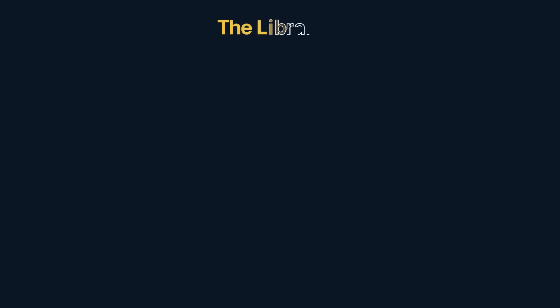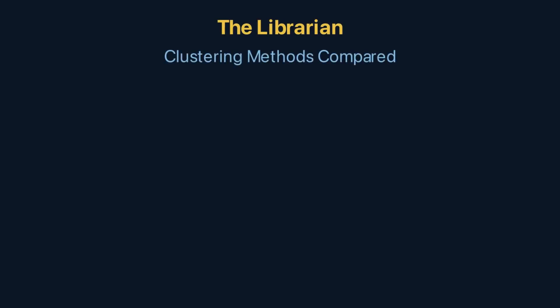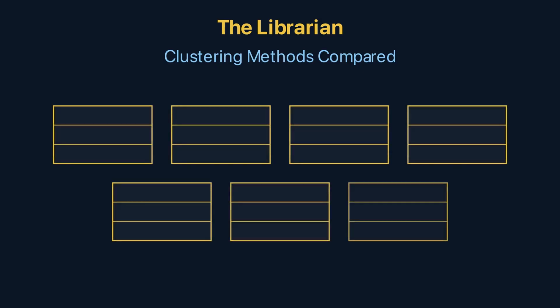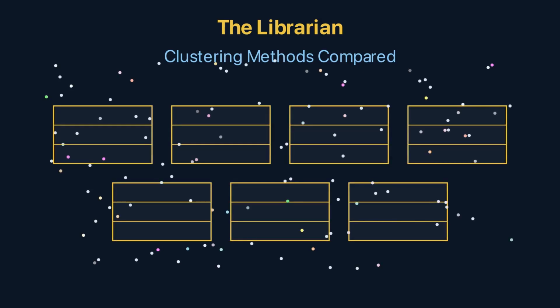A library with 100,000 books. No organization, books are piled on tables, stacked on the floor, shoved randomly onto shelves. The new librarian's job: create sections. Science fiction here, cooking there, history in the back.